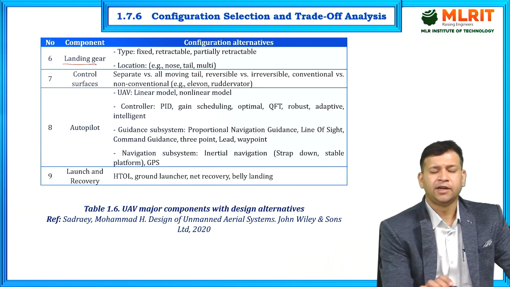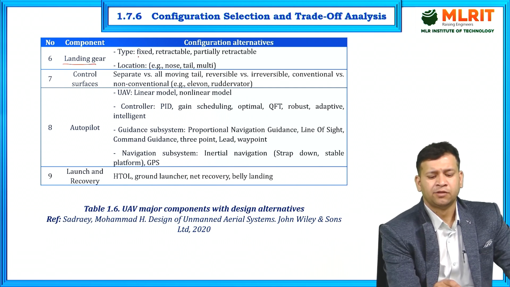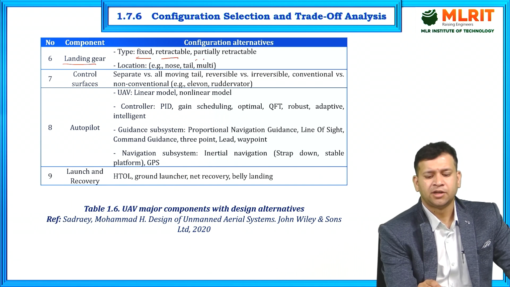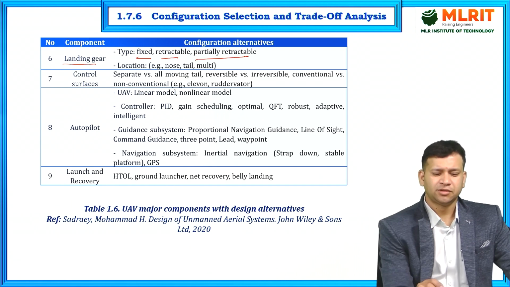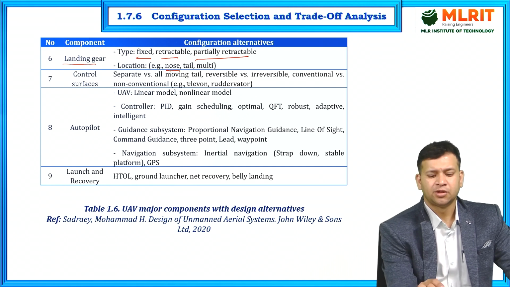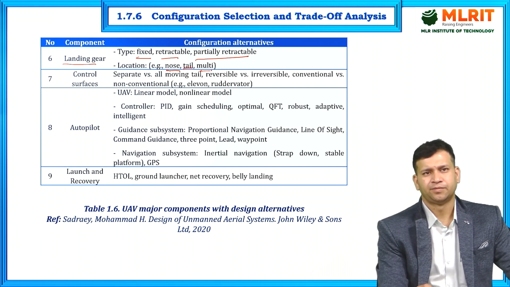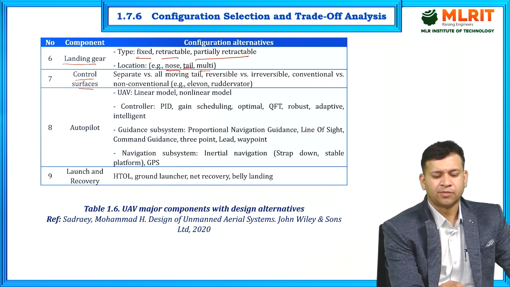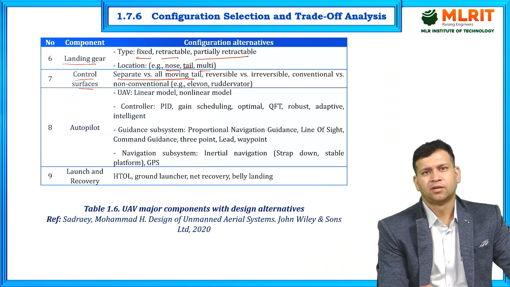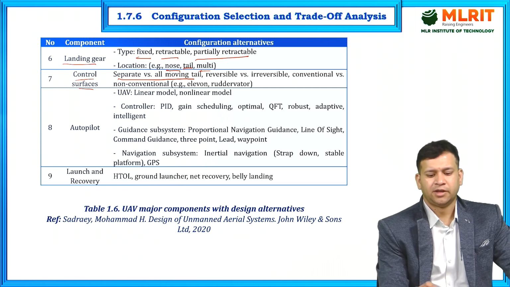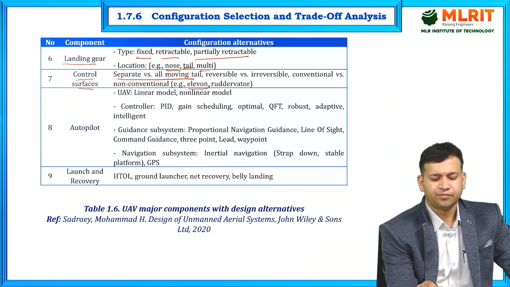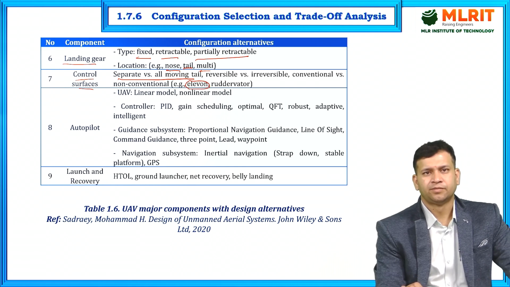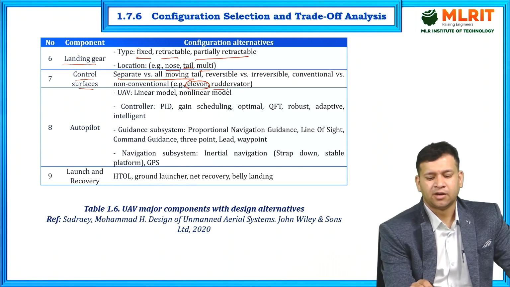Then even for landing gears, we have various alternatives. We have fixed, retractable, and partially retractable. Locations are multiple: near the nose, the tail, or multiple locations. Next, control surfaces: separate versus all-moving tail, reversible versus irreversible, conventional versus non-conventional. For example, here it is an elevon, a mixture of aileron and elevator. And then we have the ruddervator.